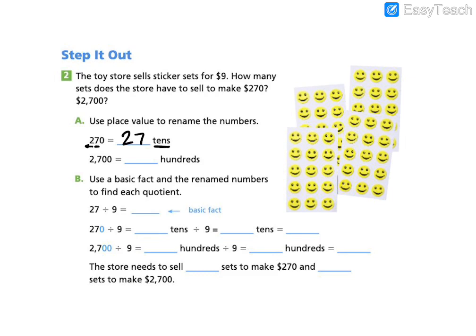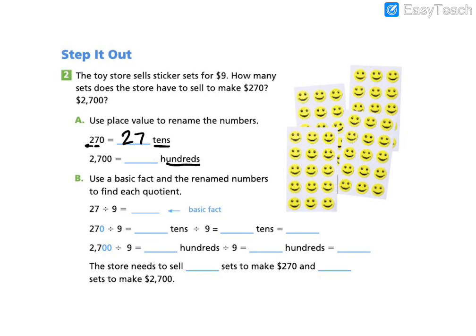So now we'll do the same with 2,700. This time we're renaming it in hundreds. Again, I'm going to underline the digit in the hundreds place. Make sure I'm looking left in that number. This is equal to 27 hundreds. Letter B is going to have us use the basic fact and the renamed numbers to find each quotient. So first it gives us the basic fact of 27 divided by 9. 27 divided by 9 is 3.